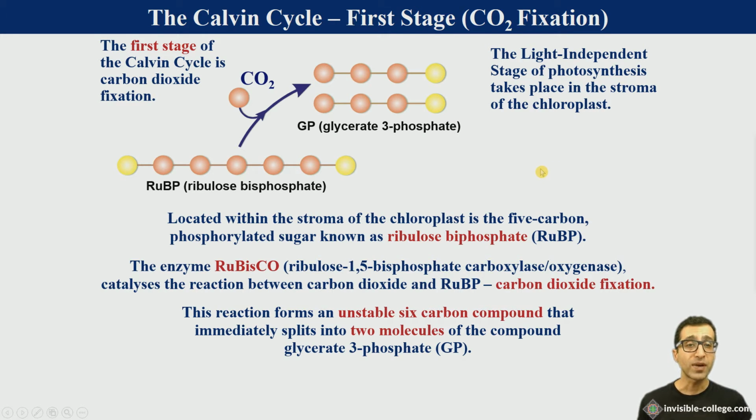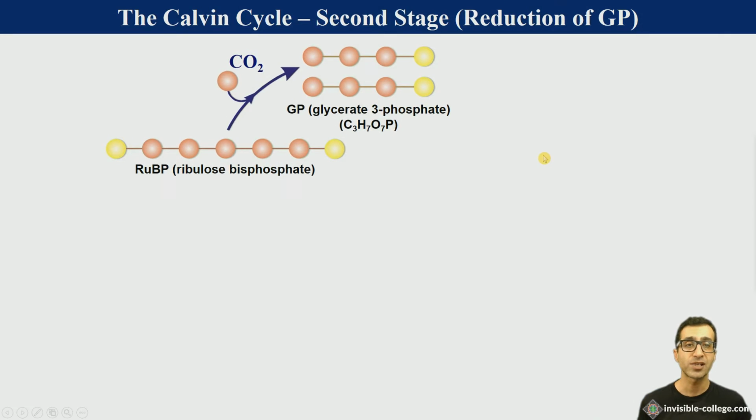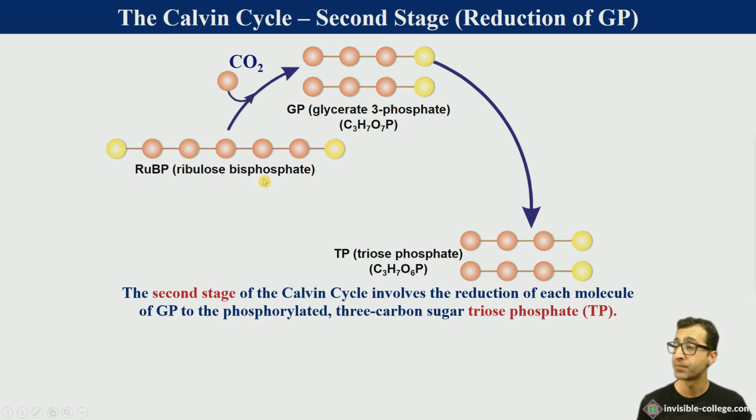So glycerate 3-phosphate is actually the first stable compound which is formed during the Calvin cycle. So let's look at the next stage, which we can refer to as the reduction of glycerate 3-phosphate. Now, this involves the reduction of these molecules to a 3-carbon sugar, which we can refer to as a triose phosphate. So here we are representing the molecular formulae of these, just to give you some clarity as to what's actually happening to these molecules here.